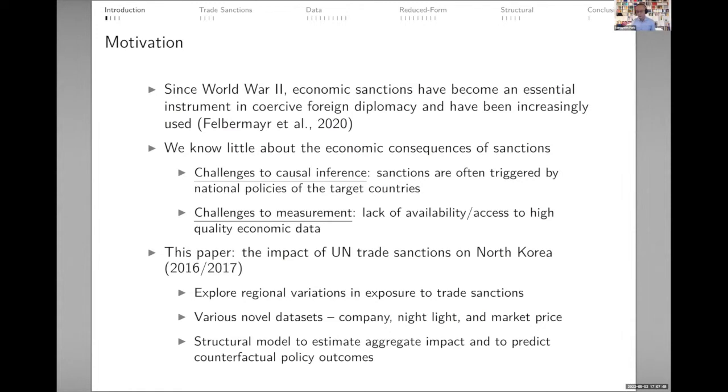We're going to combine with market price data, which will help us understand how the price of products were affected after the sanctions. And then taking the reduced form estimates, we're going to combine it with a structural model to estimate the aggregate impact on the country as a whole, and then to predict some counterfactual policy outcomes, which might help us better understand how sanction policies can be designed, or how sanctions can be combined with other policies, and how that's going to affect the target country's economy.